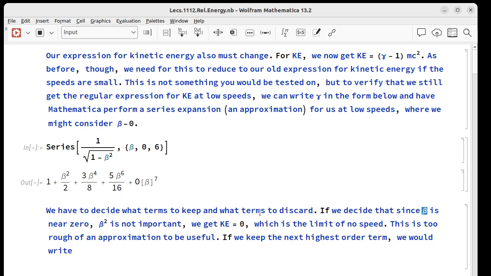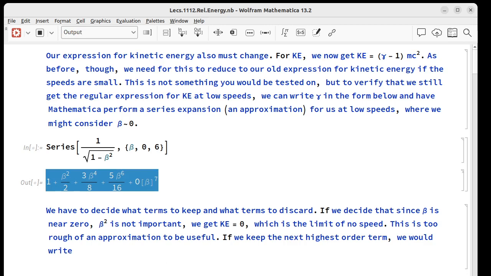If we already know that beta is close to 0, we might say, well, beta squared is even closer to 0, we can throw this away, and all the higher terms. If we throw all that away, we're saying kinetic energy equals 0, so that's the limit of no speed. This is too approximate. So we have to keep at least this term in the expansion. When we do that, and write this minus 1, we have 1 plus beta squared over 2 minus 1. That just gives us beta squared over 2 mc squared.